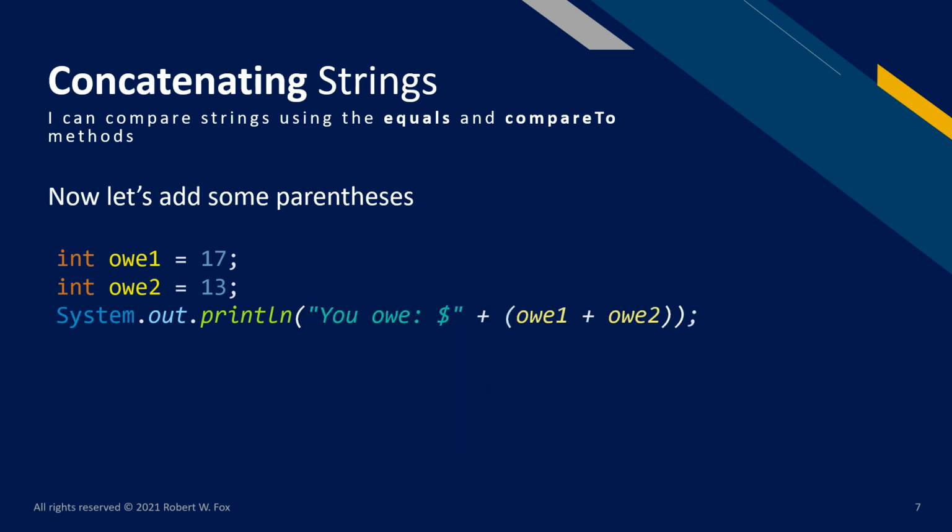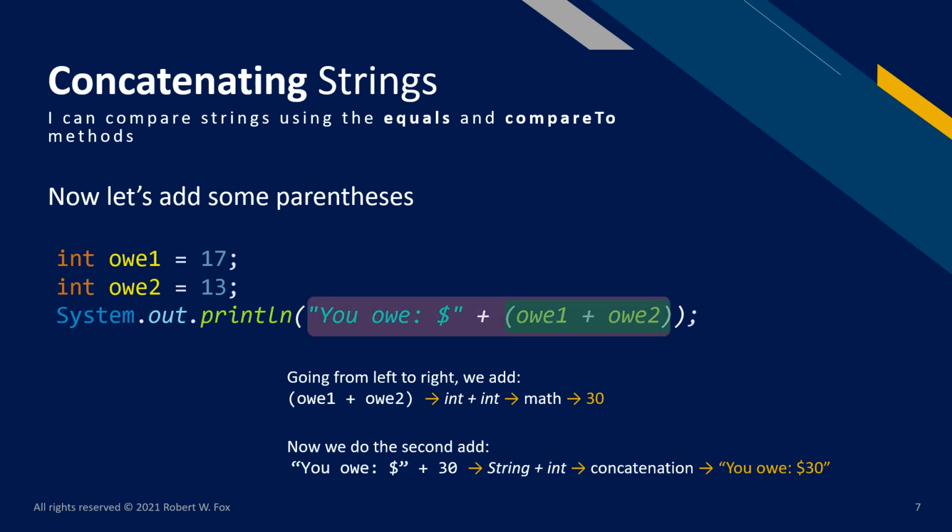Let's see what happens if we add some parentheses, which will adjust our order of operations. Normally we'd go left to right, but the parentheses are going to make it so we start on the right side. We're going to start by adding the two numbers together, which is going to be math and give us a result of 30. Then we'll get to that first plus sign, and we're basically going to be adding the string "You owe $" plus the number 30. This will do concatenation, and the result will be you owe $30.